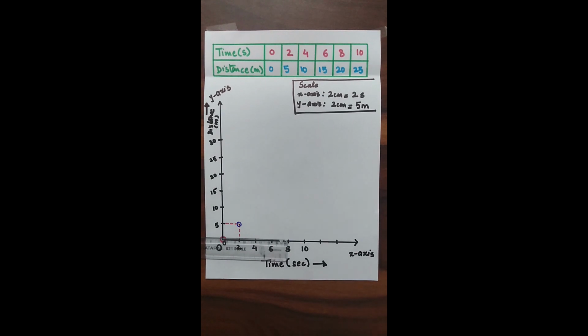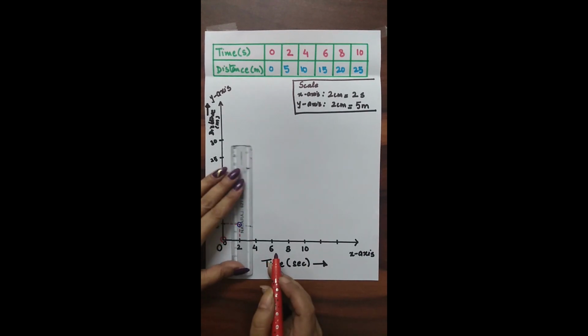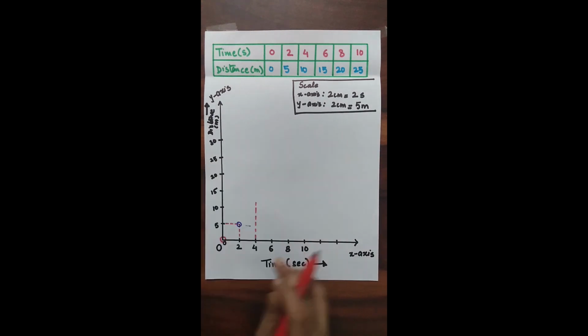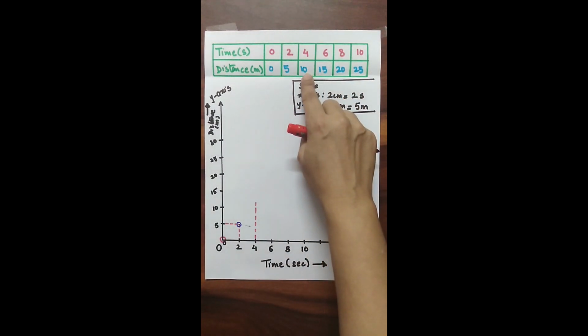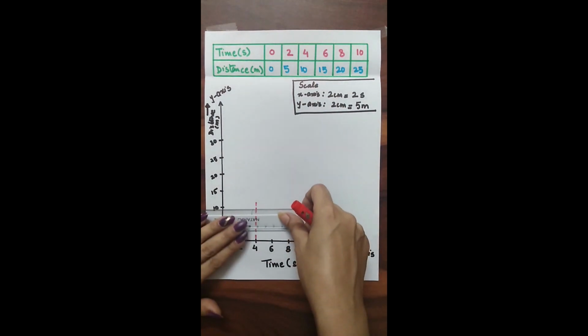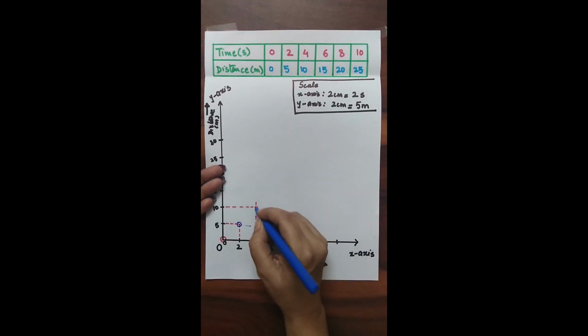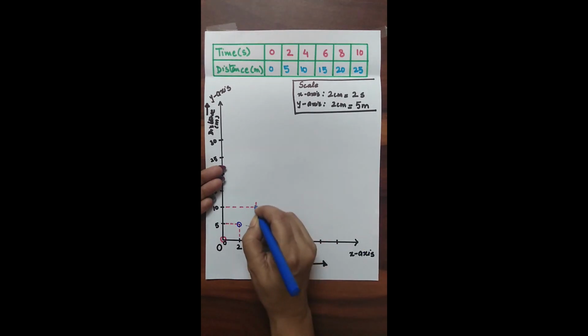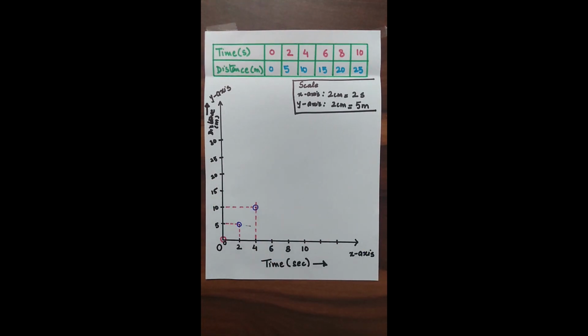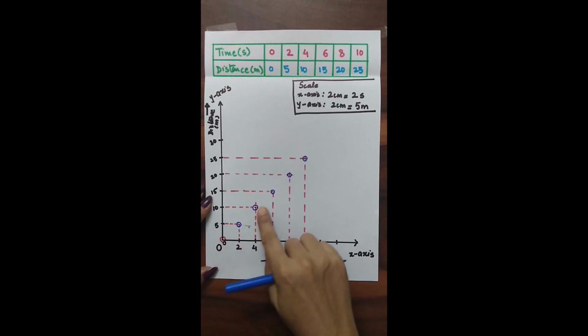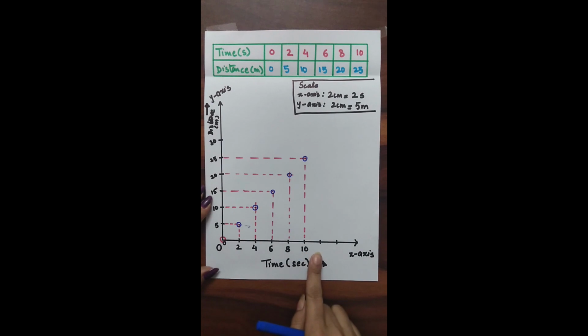Now third, reading at time 4 seconds. I can see 4 seconds here. I'll again draw a vertical line. Then at 4 seconds, the distance covered is 10 meters. So wherever I see 10 on the y-axis, I'll draw a horizontal line. Wherever the two dotted lines intersect, we make a small dot and circle it. It becomes my point. Similarly, we need to do it for 6 seconds, 8 seconds and 10 seconds. Now I have plotted all these 6 points corresponding to the different timings and the distance covered by the object.